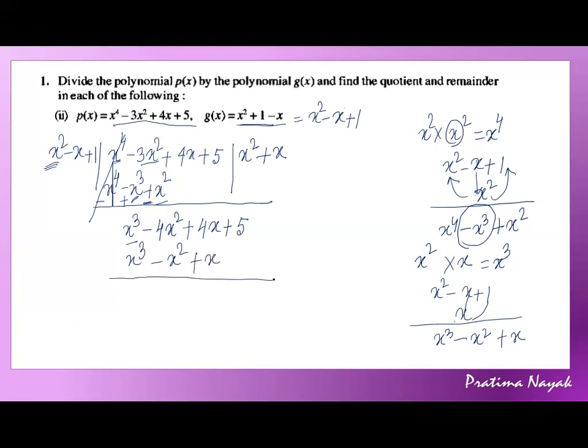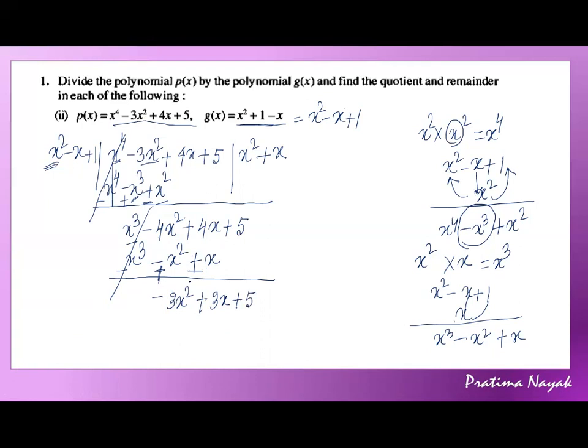Again you subtract. When you subtract, you will change the sign. So x cube will be negative, this will be positive, x will again be negative. So these two will be cancelled. Now minus 4x square plus x square, so this will be minus 3x square. Next plus 4x minus x, so it will be plus 3x plus 5.